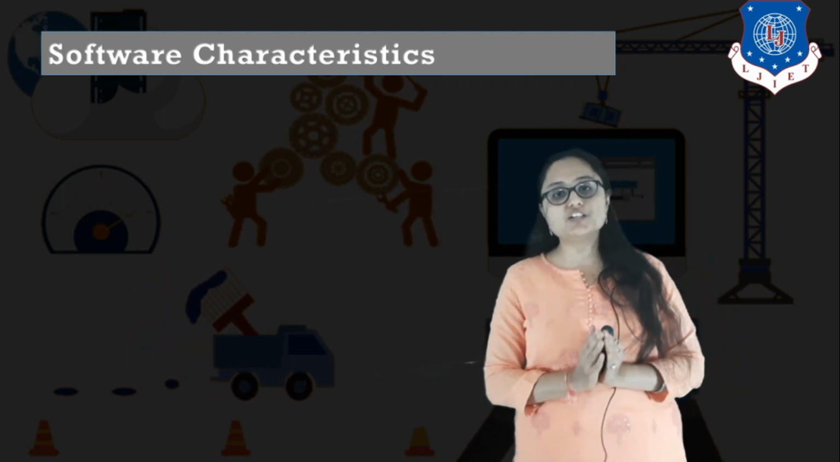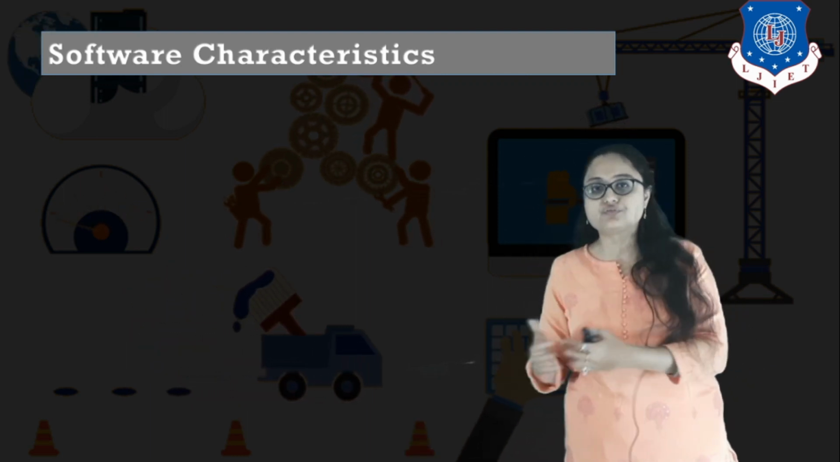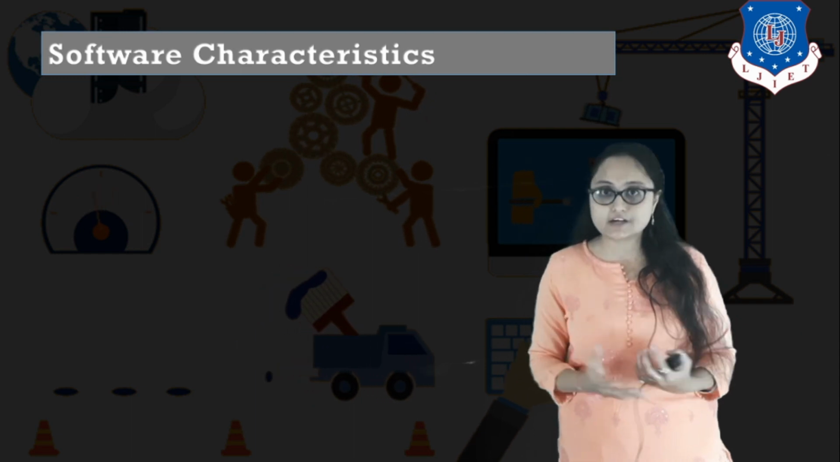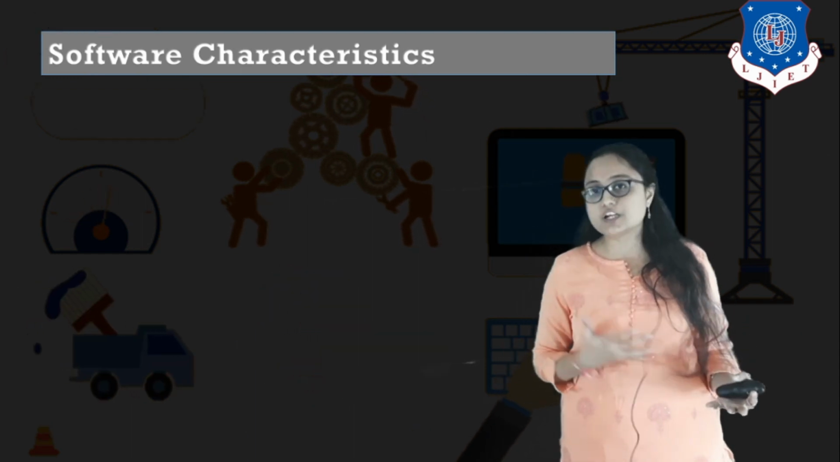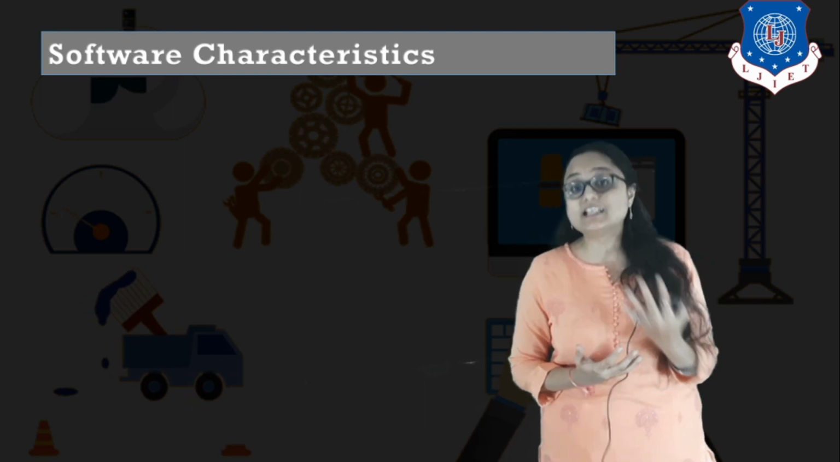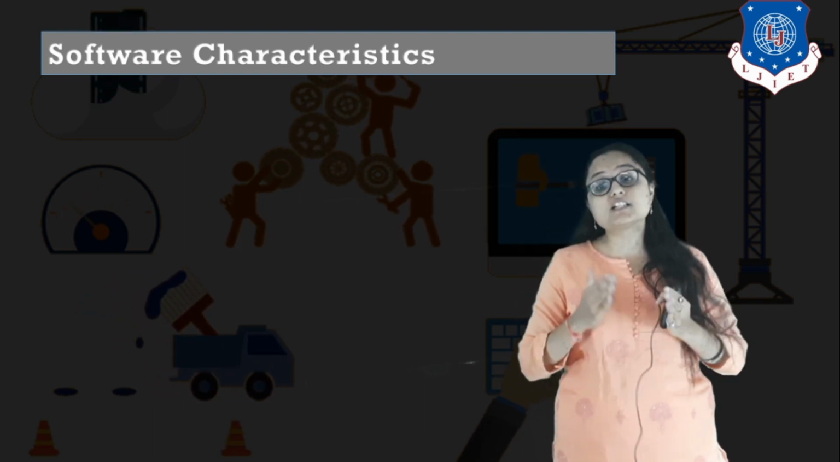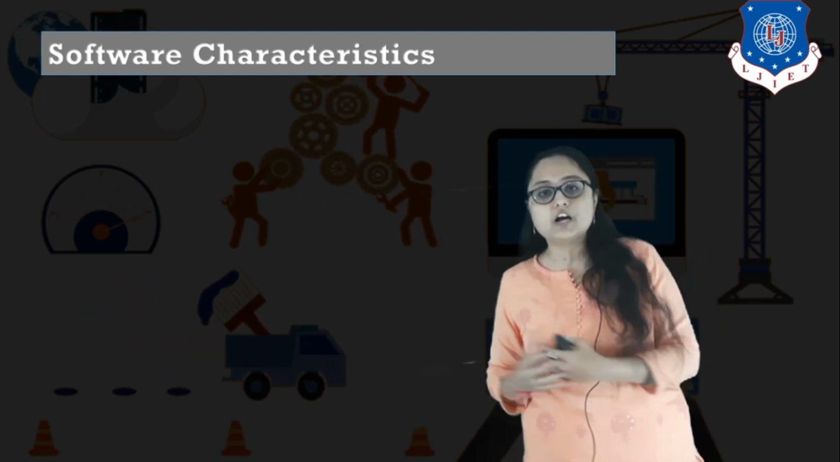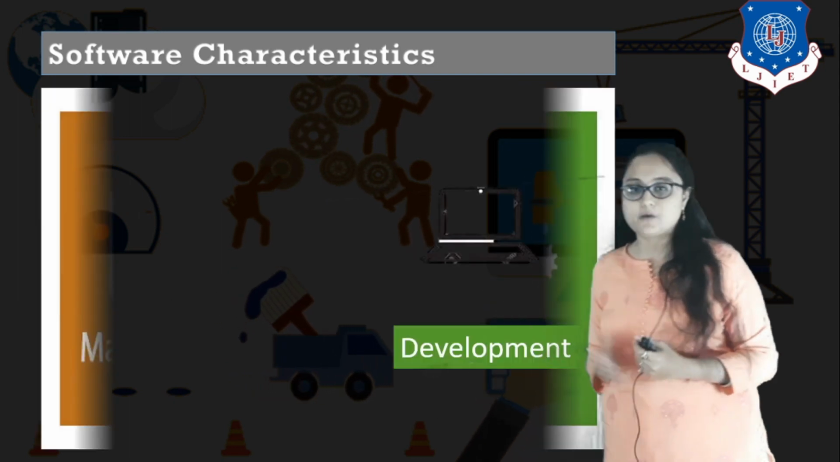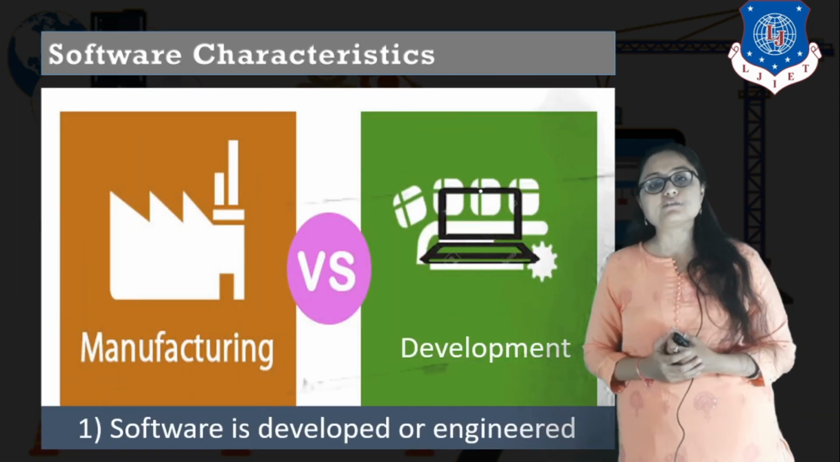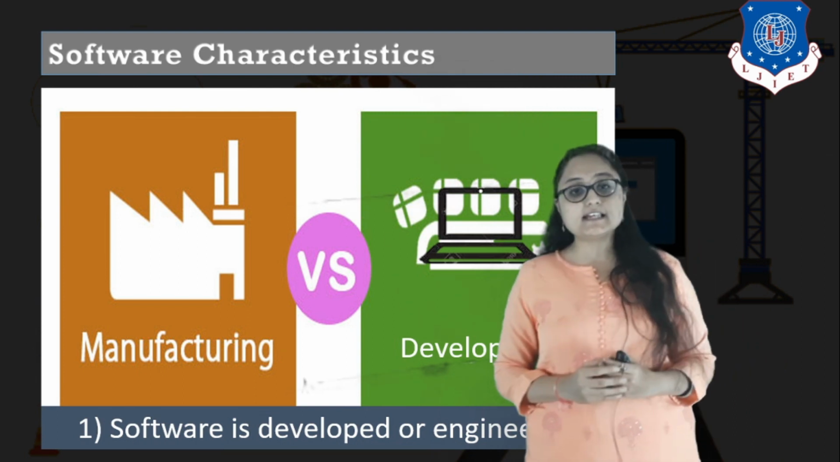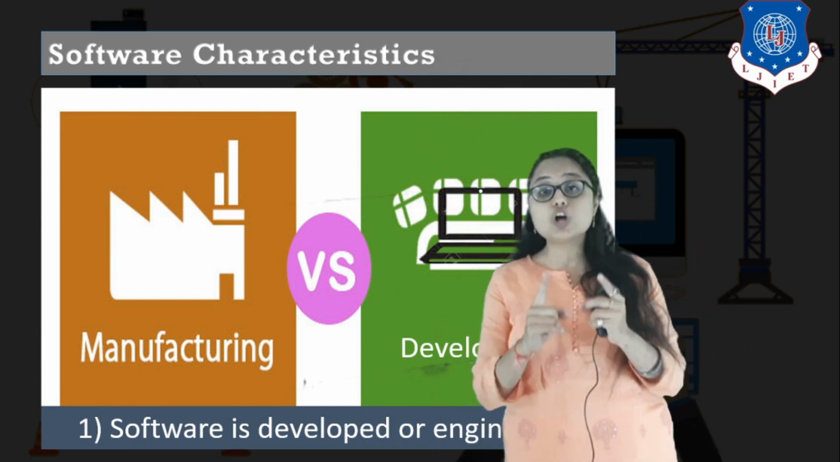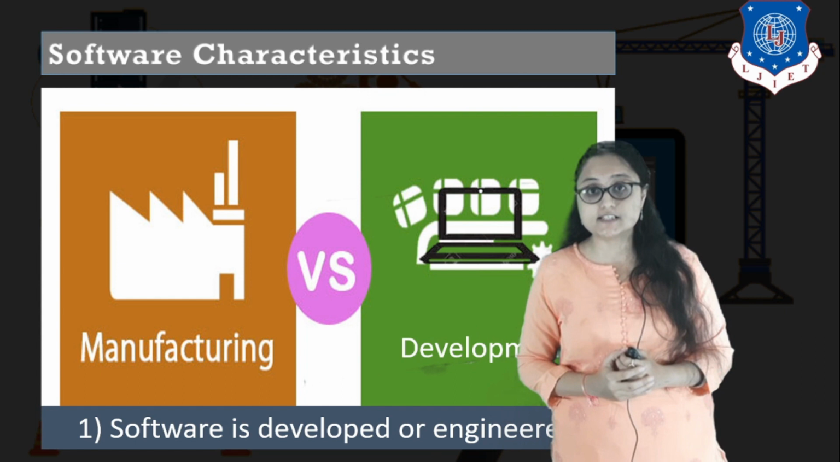Now we have heard these two terms, hardware and software, in our real life. What is the difference between hardware and software, and what are the different characteristics which distinguish software from hardware, that you have to study in this topic. The first characteristic of software is that software is developed or engineered. It is not manufactured in the traditional sense.